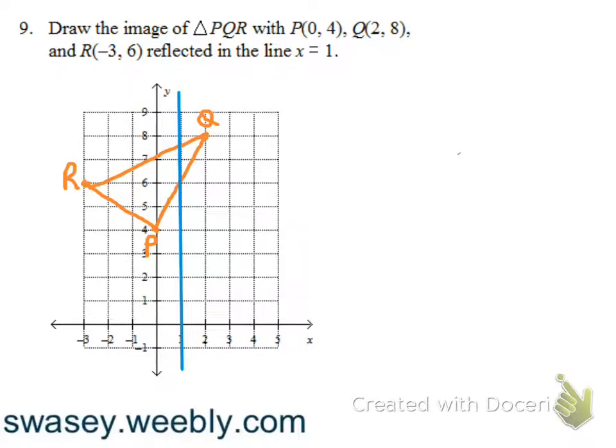So P is 1 point to the left, so when we reflect it, P will be 1 point to the right. And then Q is 1 point to the right, so when we reflect it, Q will be 1 point to the left. And then R is 4 units to the left, so when we reflect it, R will be 4 units to the right. And now we'll connect those. And you can use the primes for the new ones.